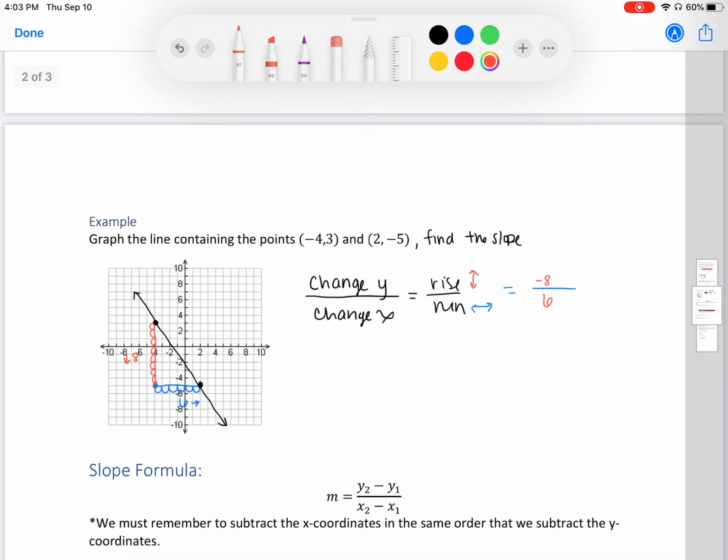Now, it would be very tedious to always have to draw a rectangle and find the rise and the run. Plus, what about when we have fractions and decimals? That would be even more work. So luckily, we do have a formula. But before we continue, let's simplify this fraction. They can both be divided by 2, so it'd be -4 over 3. That is our slope.